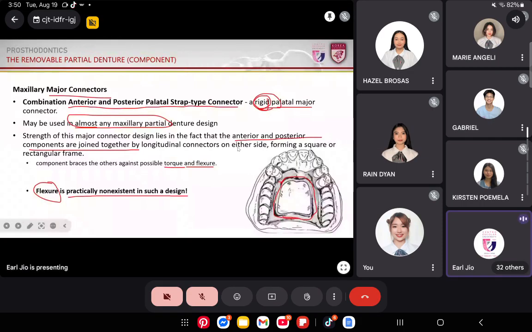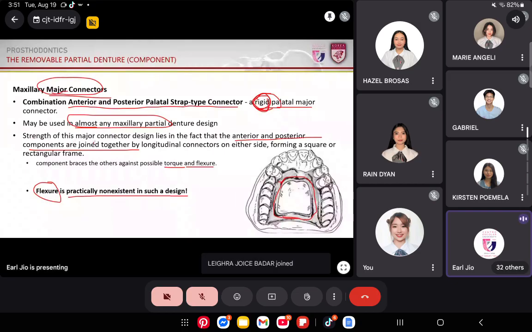So again, anything regarding major connector, it must be rigid as always. Okay, palatal major. It is the most famous or most used maxillary major connector design.